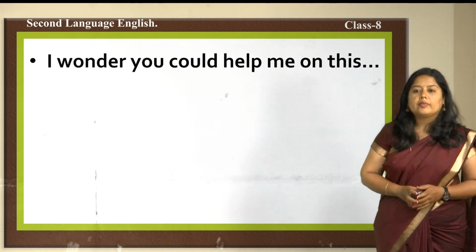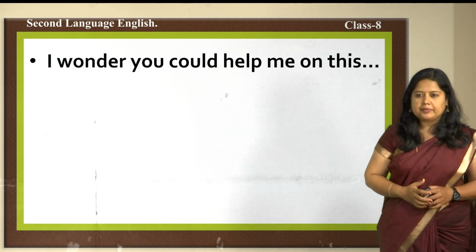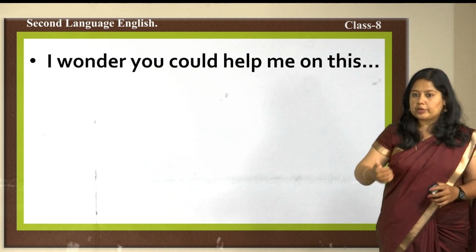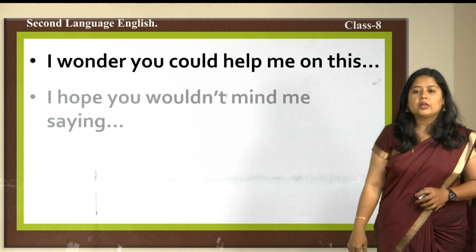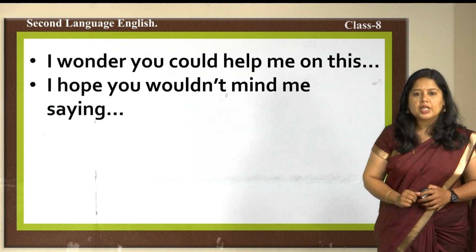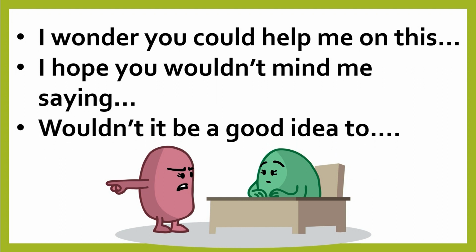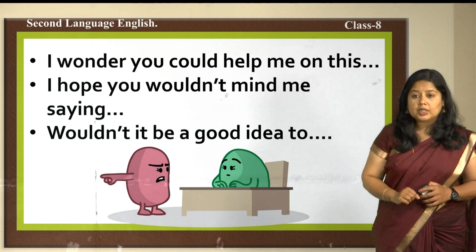So, to be silent. Look at the next sentence. I wonder if you could help me by parking your vehicle a little apart from mine. If somebody is parking their vehicle next to yours and you are not able to take it out, then you can complain to them very politely. Look at the next sentence. I hope you would not mind me saying that you are creating much noise here. Next part of the sentence is, wouldn't it be a good idea to have a lesser crowd here? You go inside a bank and you see a lot of people all together at once and you want to complain regarding that. How would you complain? Wouldn't it be a good idea to have very few people in the queue in front of the counter?